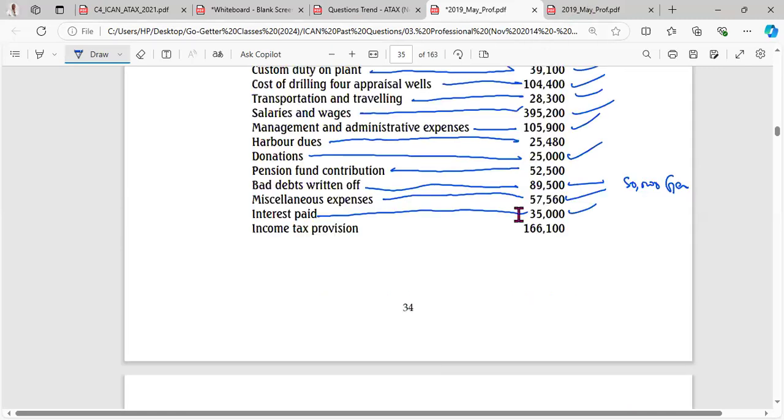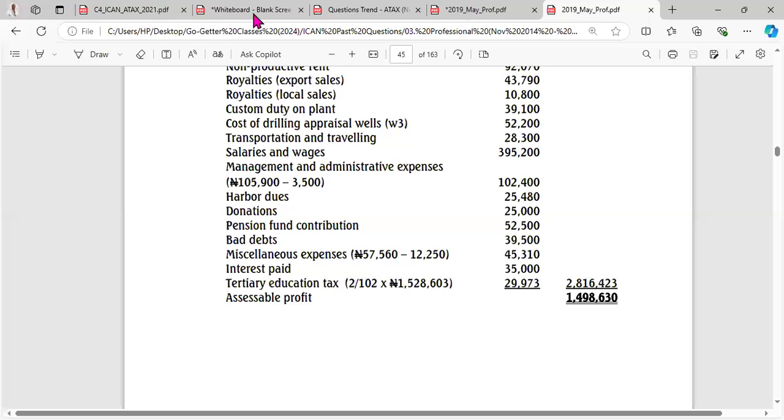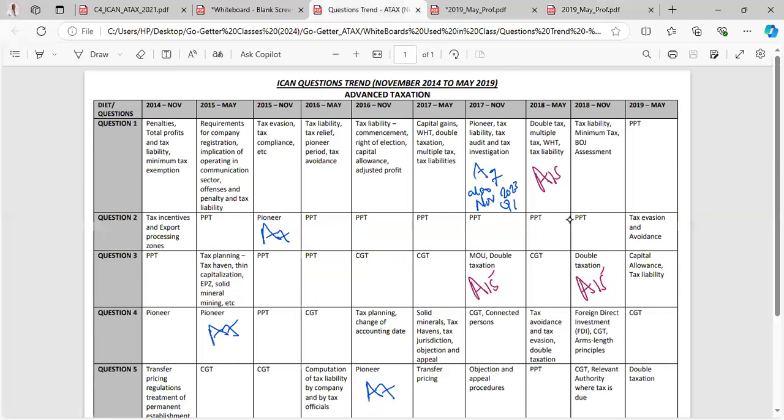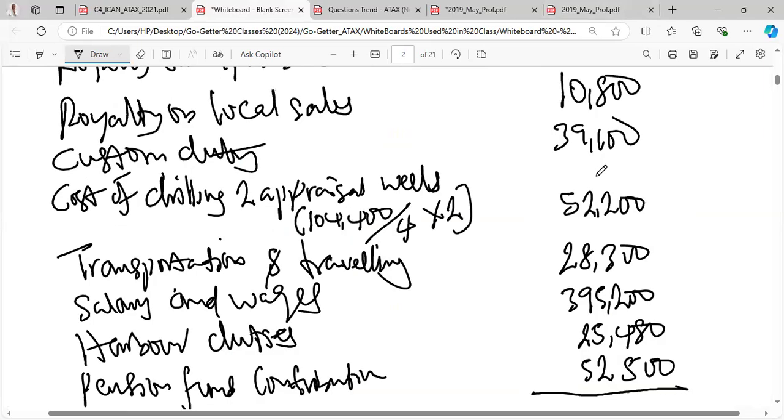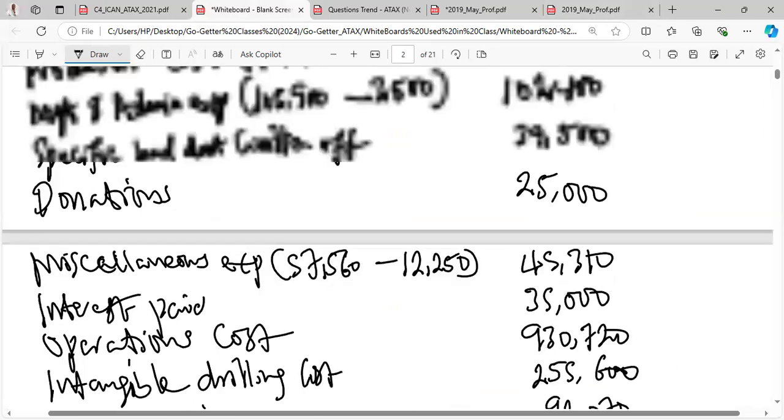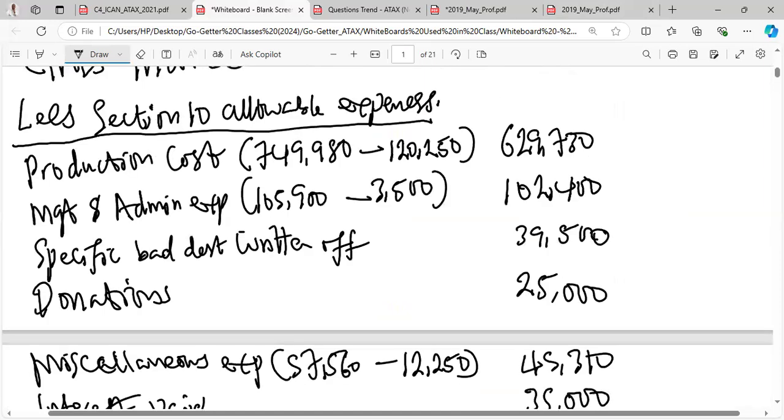If you look at this here, income tax was not included, the provision. So what do we do now? We look for the sum of all of these. It's quite a long one. Let's bring our calculator and do the maths.